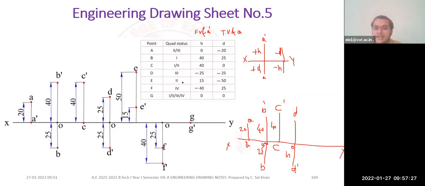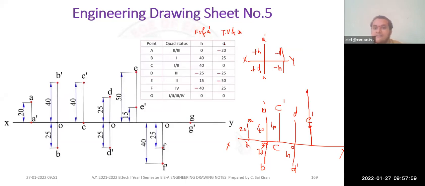So next is letter E. H is positive. Whenever H is positive, it will come above the XY line, and I have to write the small letter and dash, so it will become E dash. And next, this is my D distance. D is negative 50. Whenever D is negative, it will come above the XY line. So on the same line, I have to extend. This is my E dash distance. On the same line, I have to extend and mark the height as 50.